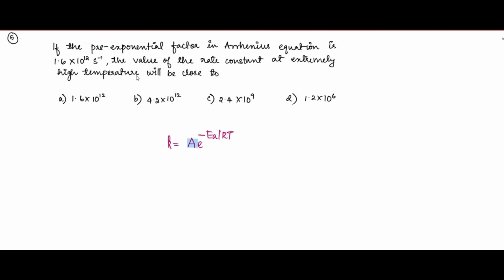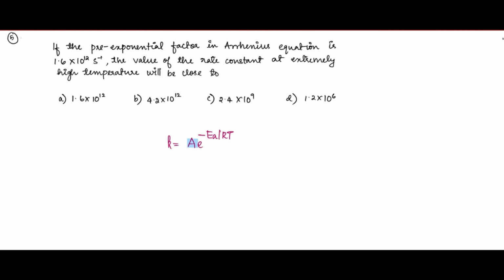You have to find the value of this rate constant at extremely high temperatures, and its value will be close to... So they have given the value of A, and they have asked us to find the value of k. The condition is that temperature is extremely high. Extremely high means what value will you give? What is the maximum value we can give for temperature?